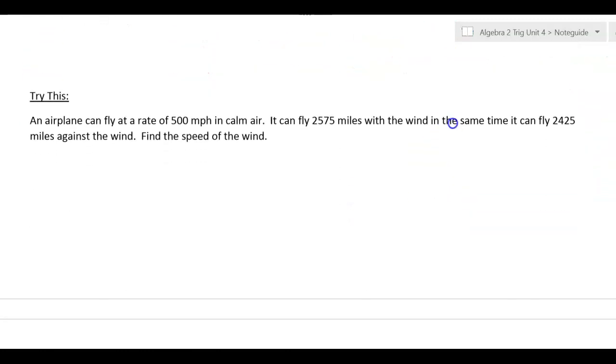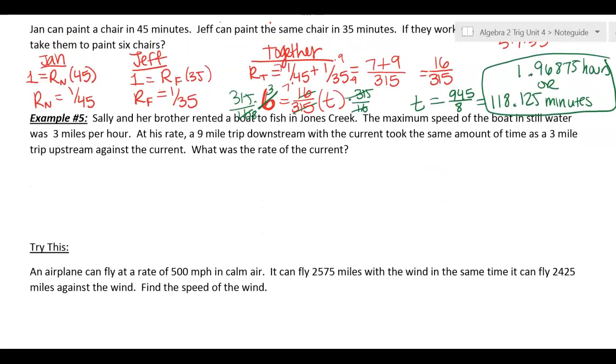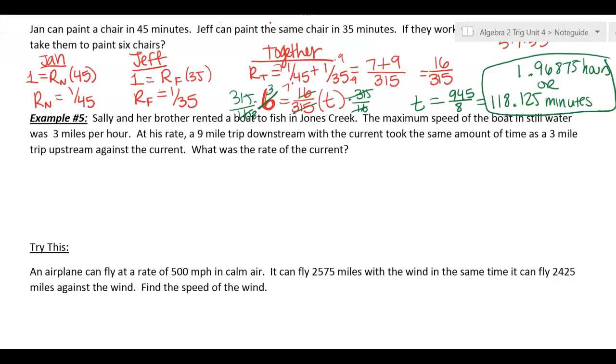Okay, looking at the last example, we have Sally and her brother rented a boat to fish in Jones Creek. The maximum speed of the boat in still water is 3 miles per hour. At this rate, a 9-mile trip downstream with the current took the same amount of time as a 3-mile trip upstream against the current.